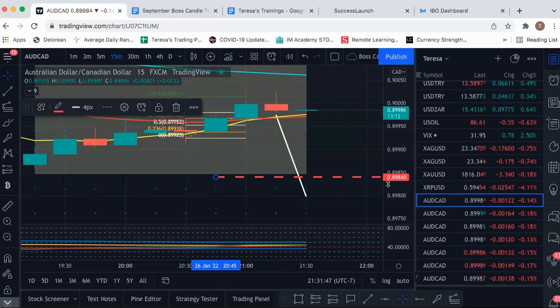So what would 3 pips lower than 0.89840 be? 0.89840 if you wanted your stop loss to be 3 pips lower. Now we're going to get some pip counting practice.